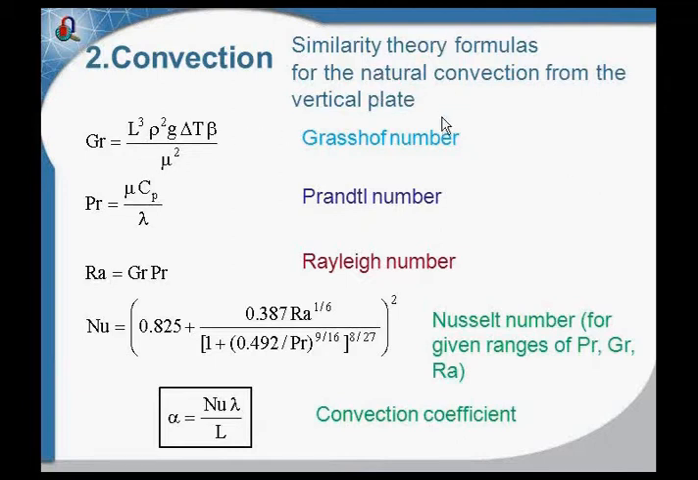Our case is a vertical wall, and the formulas for the similarity numbers of Grashof, Prandtl, Rayleigh, and then Nusselt numbers are known. As you can see, these similarity numbers depend on properties and geometric parameters of the system. And if the Nusselt number is known, we can calculate the convection coefficient.